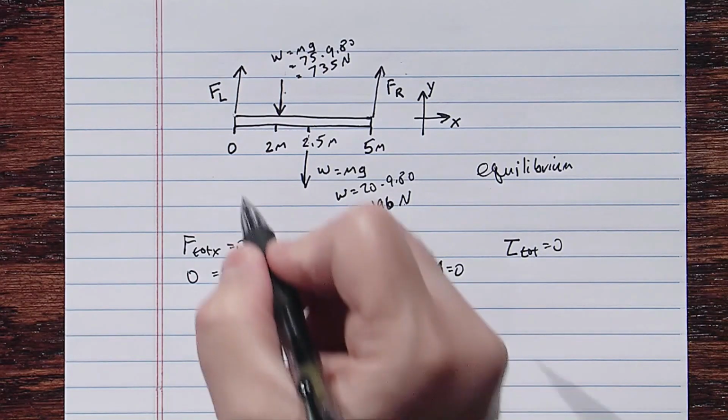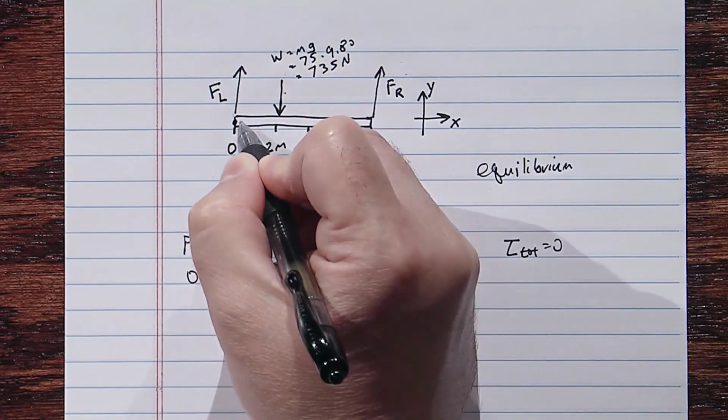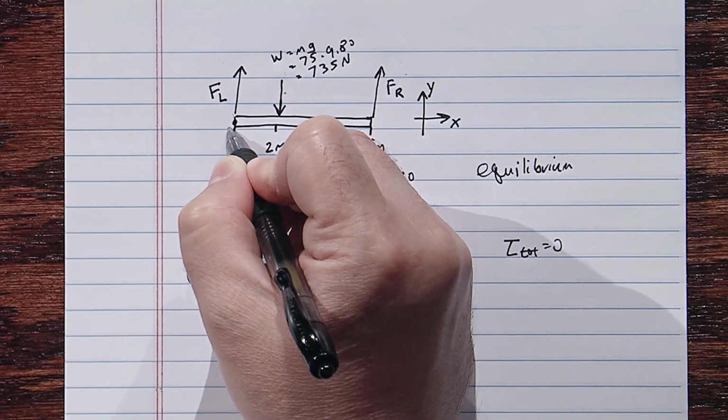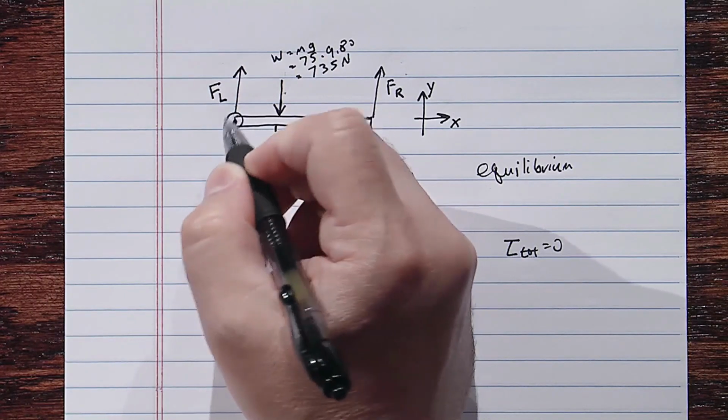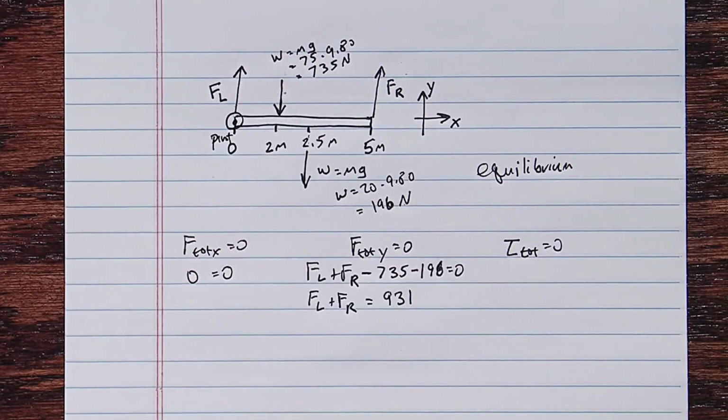Okay, so I am going to choose to put the pivot point here at the left end of the board. Make that my pivot. And I will measure all of my torques from that pivot point. So now we have to add up all of our torques.